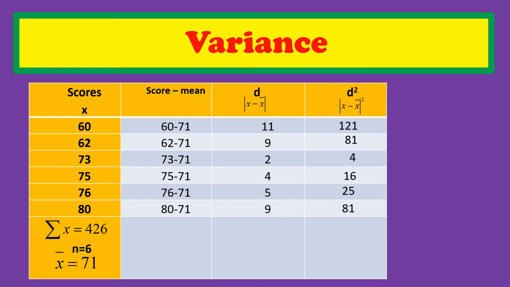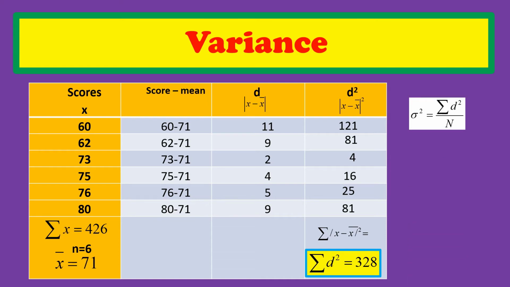So we will find the summation of the absolute value of the score minus the mean, squared, and it can be written as the summation of d squared. How do we find the summation of d squared? We add 121 plus 81 plus 4 plus 16 plus 25 plus 81, and the result is 328. We are now ready to find the variance.